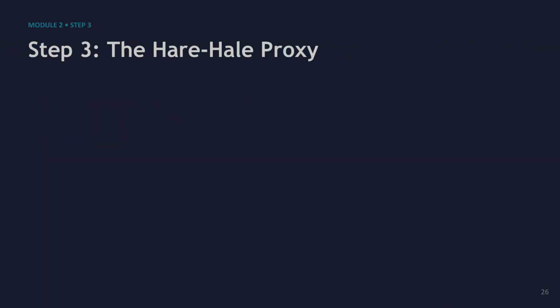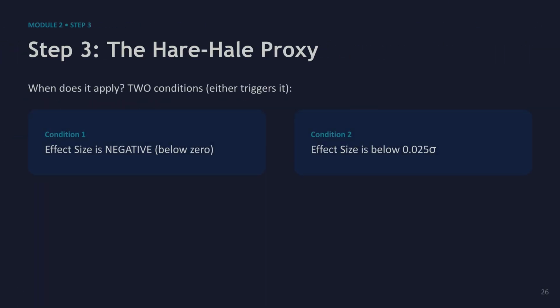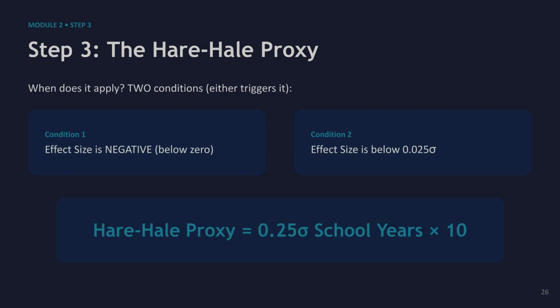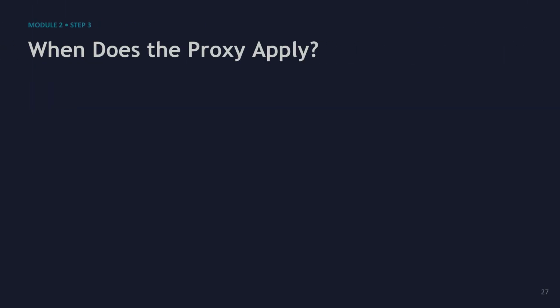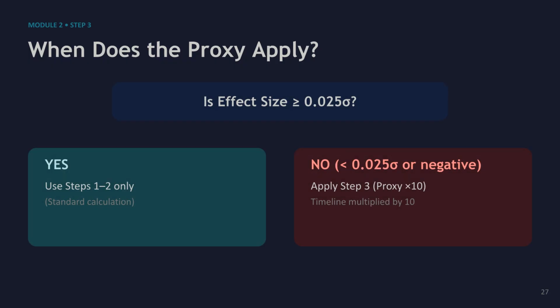Step 3, the Hare-Hale proxy, applies if the effect size is negative or below the 0.025 sigma threshold. If triggered, the proxy calculates the timeline as the 0.25 sigma school years multiplied by 10. The decision point for the proxy is whether the effect size is greater than or equal to 0.025 sigma. If yes, only steps 1 and 2 are used. If no, the timeline is multiplied by 10 using the step 3 proxy.